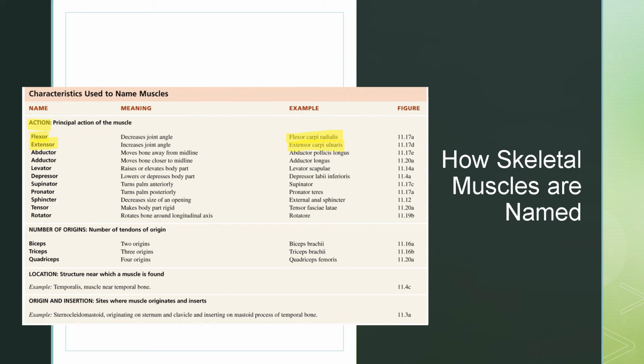So really good ways to know how muscles are named. This will be really, really helpful more so in the lab portion in memorizing all the muscles of the body. You don't necessarily have to memorize all the muscles of the body, though that helps, but also use these characteristics that we use to name muscles to help you to remember all of them.